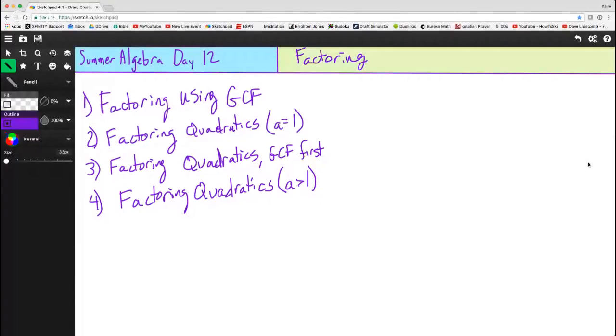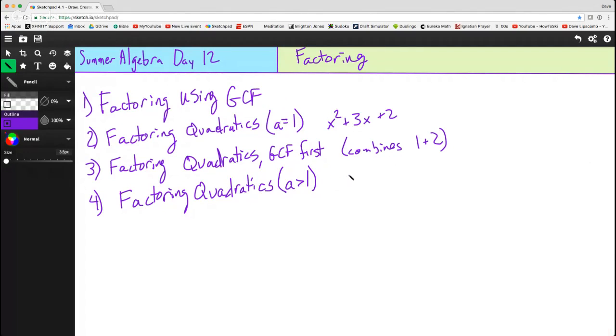So we're going to talk today, as I said, about factoring using GCF, and factoring quadratics where your a term is equal to 1. Those are like x squared plus 3x plus 2. Then we're going to do factoring quadratics GCF first, so we're going to combine 1 and 2. And then we're going to factor quadratics where a is greater than 1.